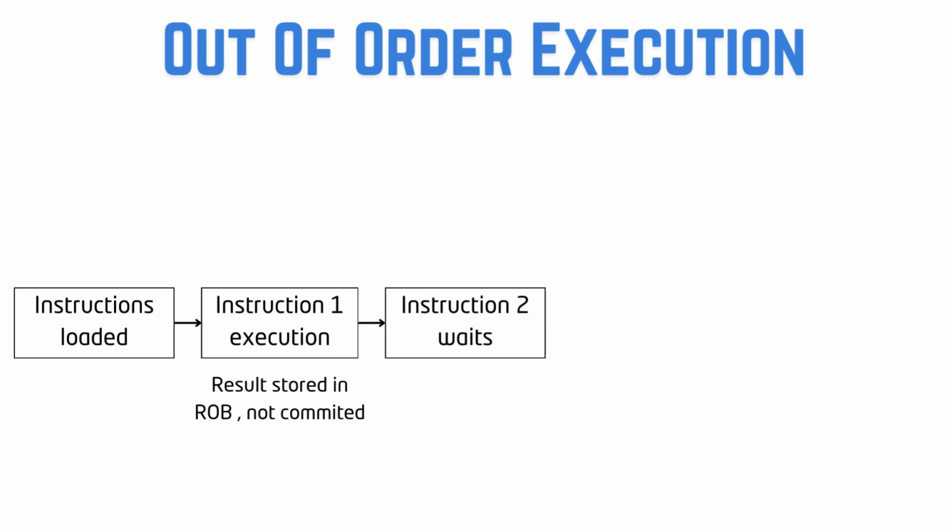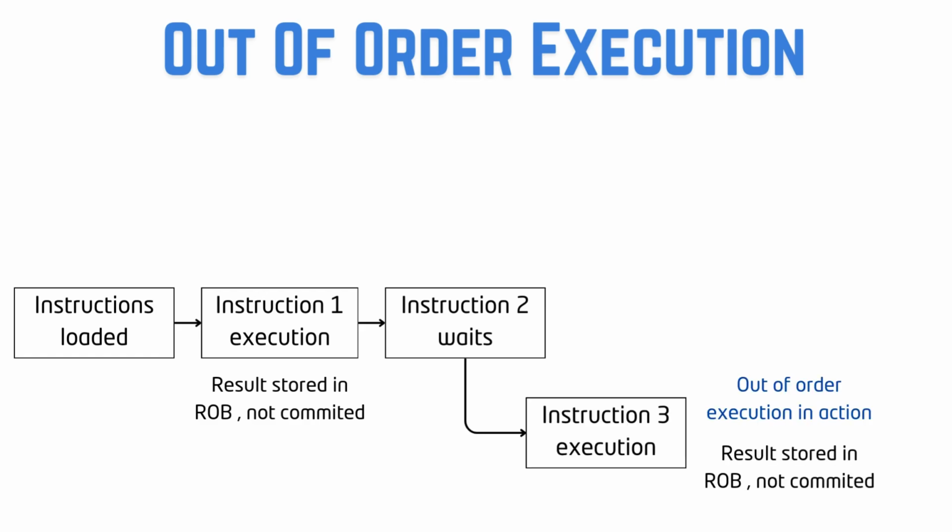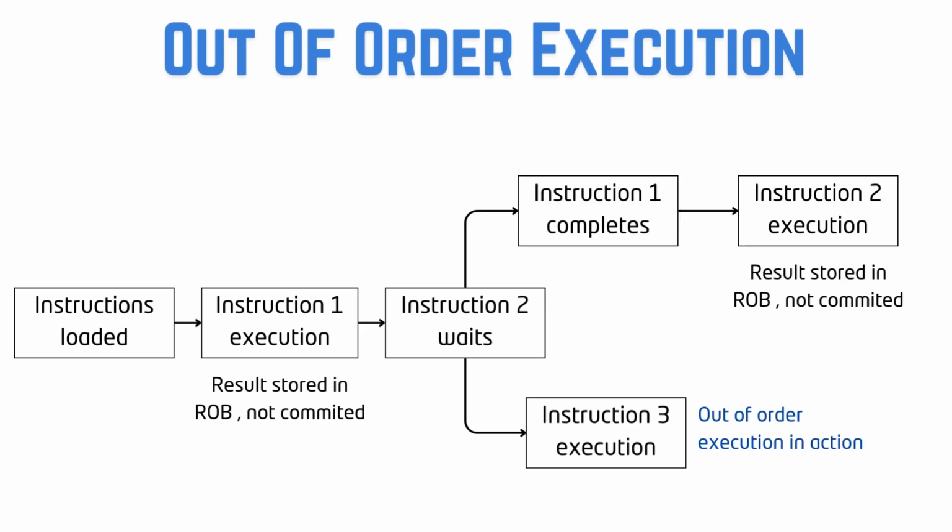Instruction 2 needs the result from instruction 1, so it waits for instruction 1 to complete. Instruction 3 is independent of instruction 2, so the processor may execute it before instruction 2, depending on its scheduling. However, its result is stored in the reorder buffer and has not yet been written to its final destination. Once instruction 1 is complete and its result is available in the reorder buffer, instruction 2 can begin execution and store its result in the ROB as well.